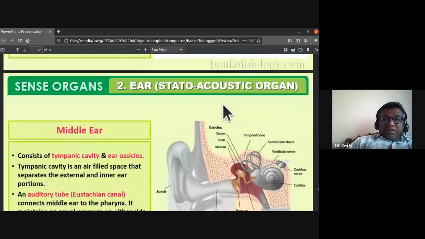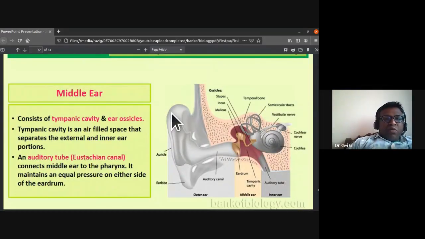Now the middle ear. It consists of the tympanic cavity and the ear ossicles. The ear ossicles are made up of three bones: stapes, incus, and malleus. Stapes is the smallest bone.